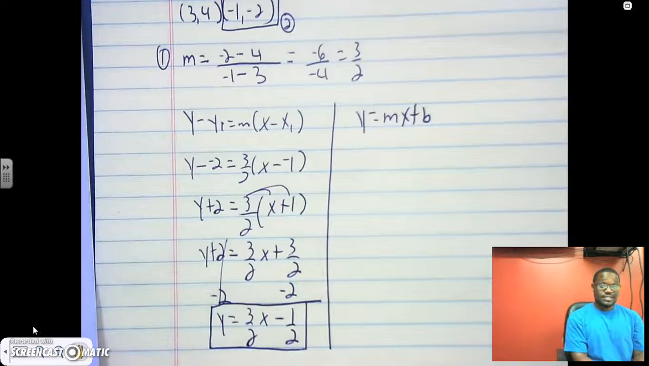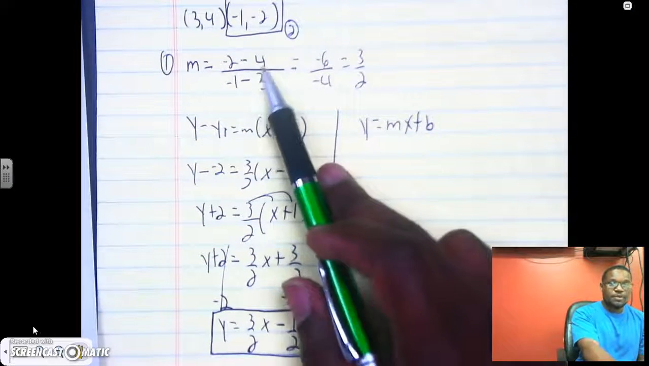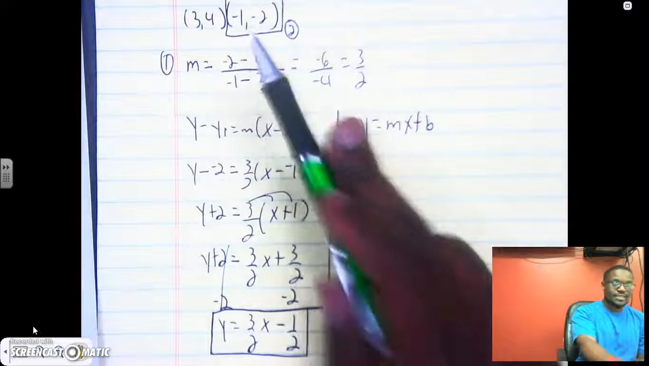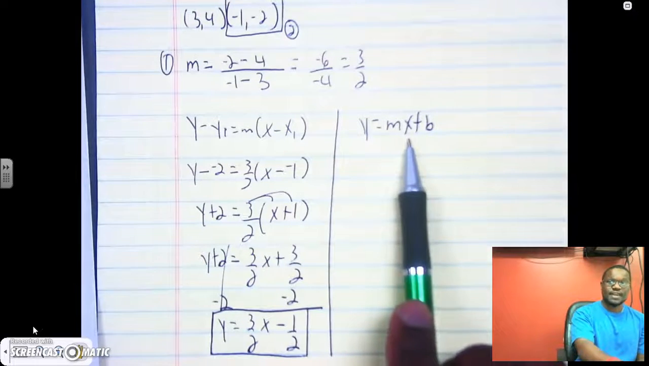Now, the way it works is you still have to find the slope. You still have to pick a point, but we're going to take that point and that slope and substitute them in for y, m, and x in order for us to find b.